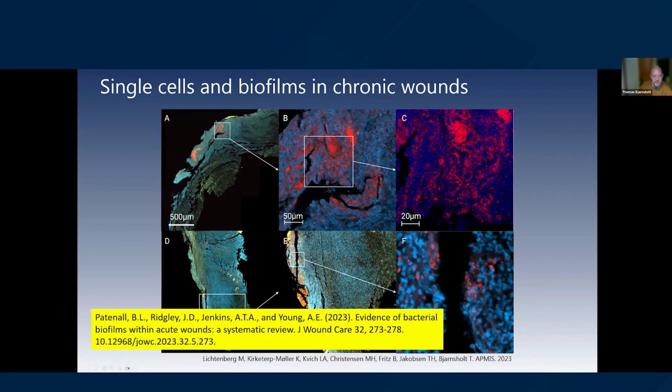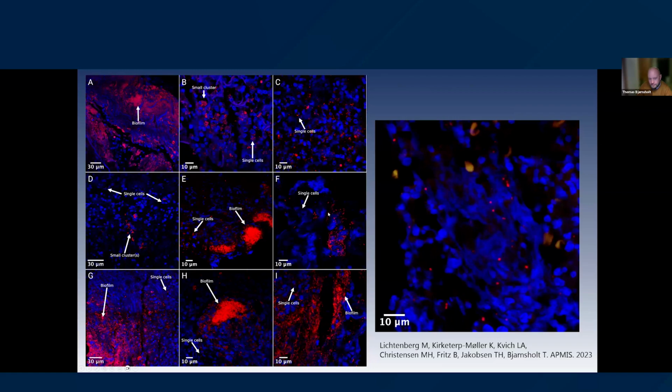And actually there's also this systematic review finding biofilms in acute wounds. And when we look in the wounds again, we can see a lot of biofilms, but we also see a lot of single cells. So acute and chronic wounds contain both single cells and biofilms, and so we could also see in the CF lung.